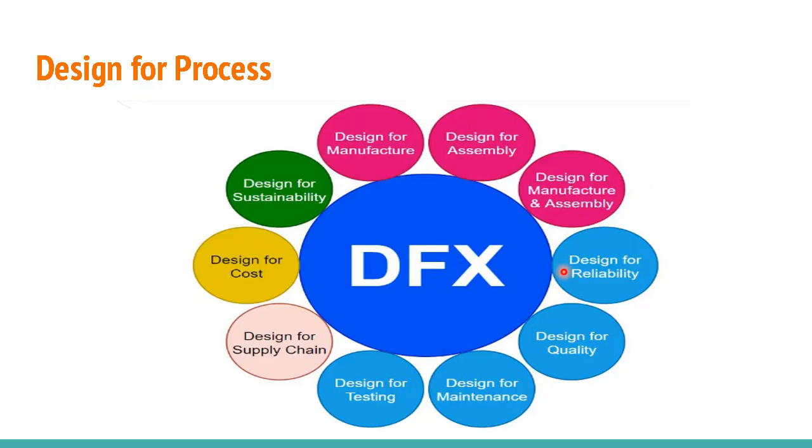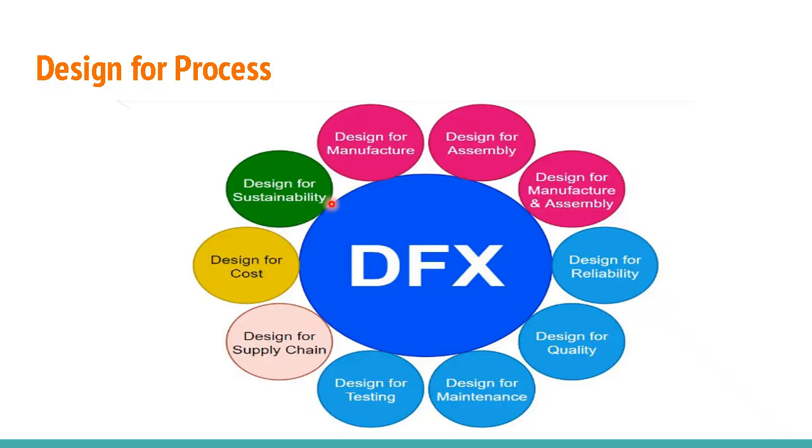The fourth one is design for reliability. Fourth one is design for quality. Sixth one is design for maintenance. Seventh one is design for testing. Eighth one is design for the supply chain. Ninth is design for the cost, and the last one is design for sustainability. There are multiple roles in the process.